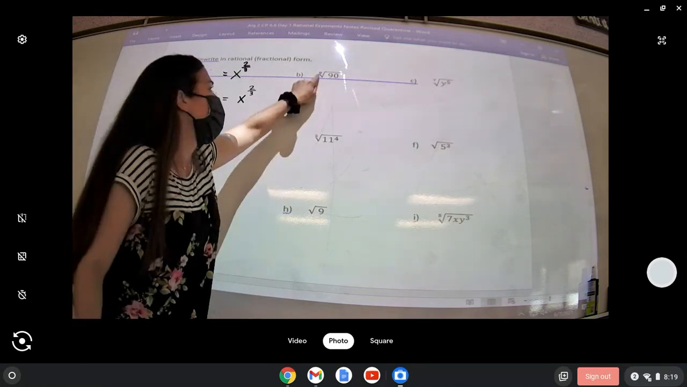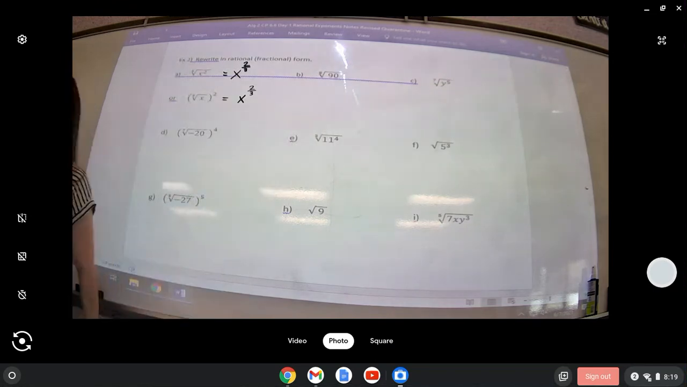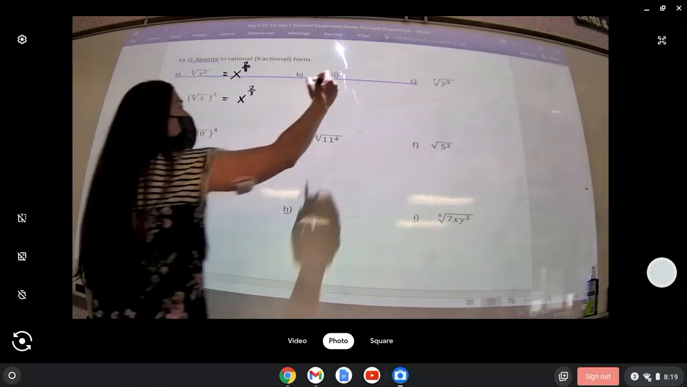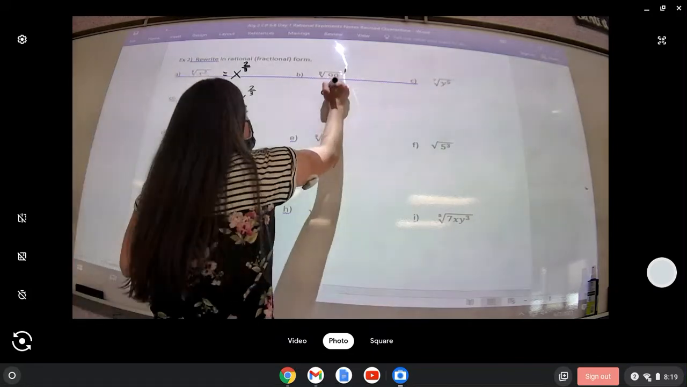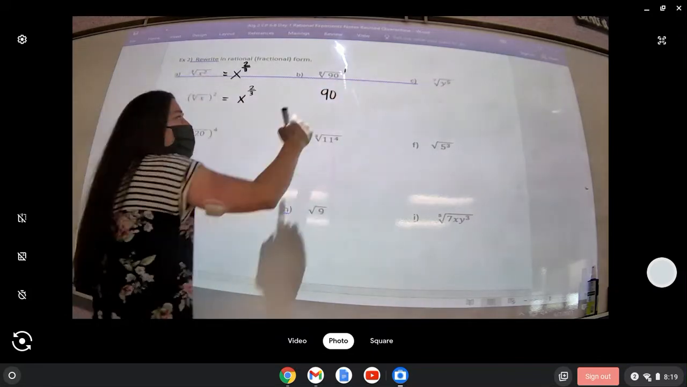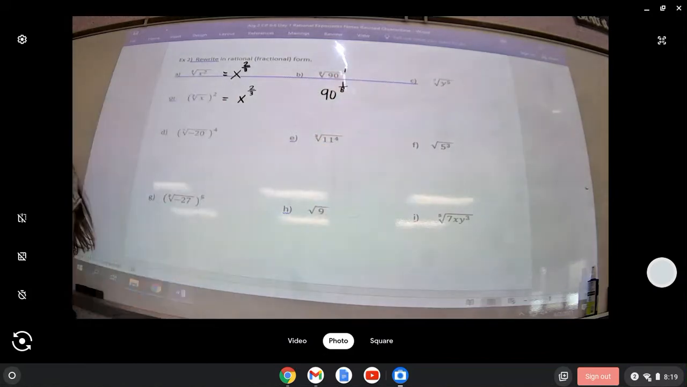All right, guys, what about this one? The 8th root of 90. What power is assumed to be on this problem right now if nothing is written there? 1. It's a power of 1. So take 90 out, and it'll be raised to a power of power over root, 1 over 8.